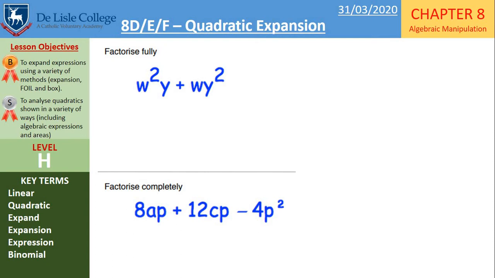Fully factorise the two expressions on the screen. Write down the original expression and your answer. Pause the video while you do this.